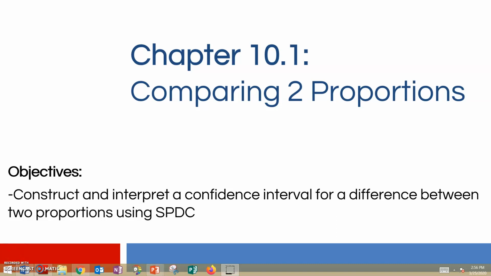Hey everybody, welcome back to day 2 of chapter 10.1, comparing two proportions. Our objective today is going to be to construct and interpret a confidence interval for a difference between two proportions. And we are going to use the SPDC process that we talked about in chapter 9.